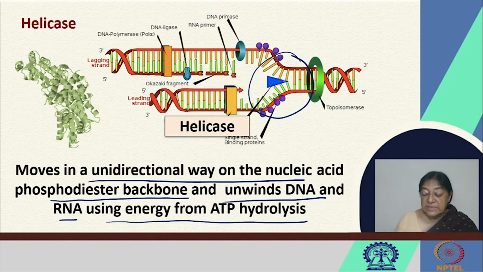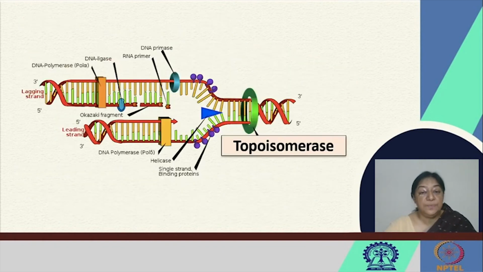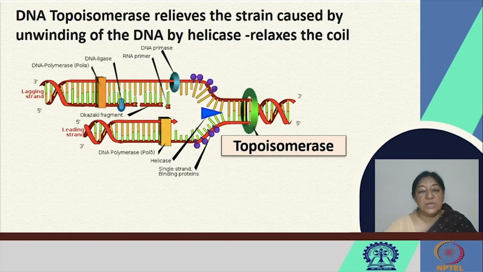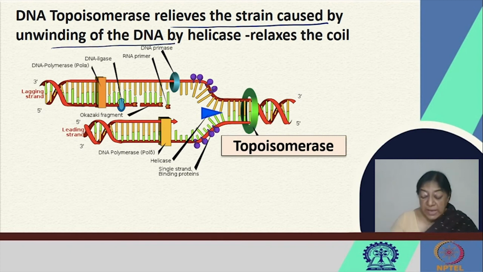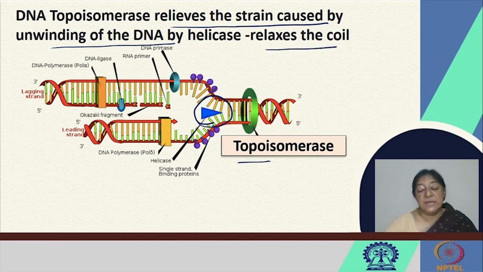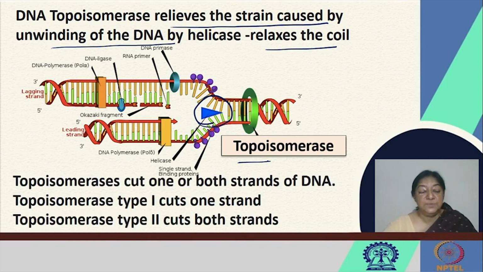But what we do understand is there is a movement of the helicase in a unidirectional manner on the nucleic acid phosphodiester backbone, and it unwinds the DNA as it goes along. There is another protein called the topoisomerase, and what the topoisomerase does, it relieves the strain that is caused by the unwinding of the DNA. So helicase results in the unwinding of the DNA, and the topoisomerase helps to relax the coil as it is getting unwound by the helicase molecule.